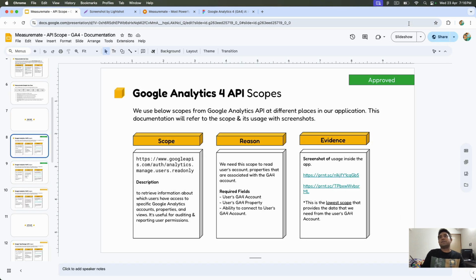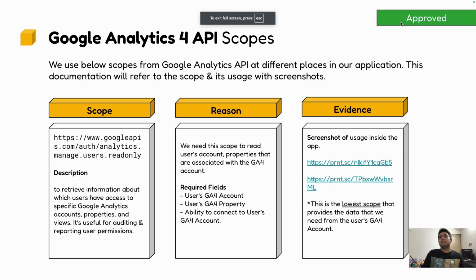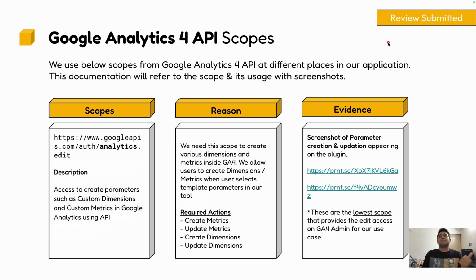There are different statuses on the right. If you see, there is an approved status. For all the scopes that are approved, we already submitted the details and it has been reviewed. There are certain scopes which have not been reviewed. For them, we have given all the details, and we have also mentioned here that the review has been submitted, and that's what needs to be reviewed in this particular round of review.